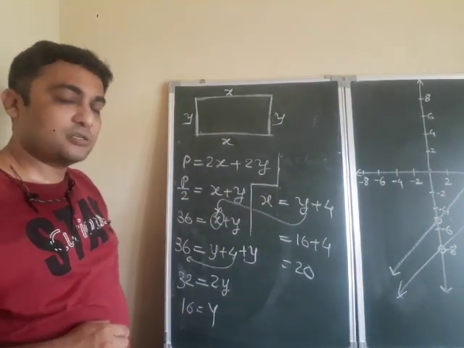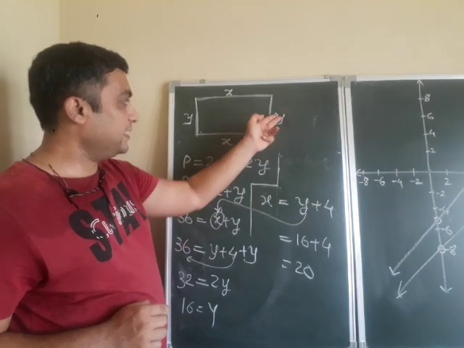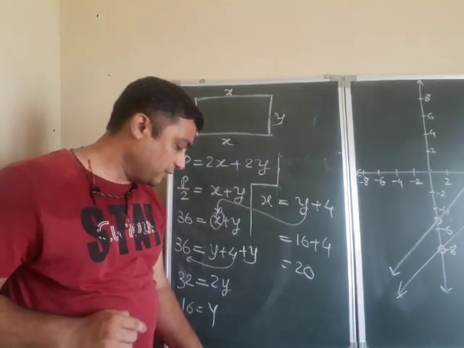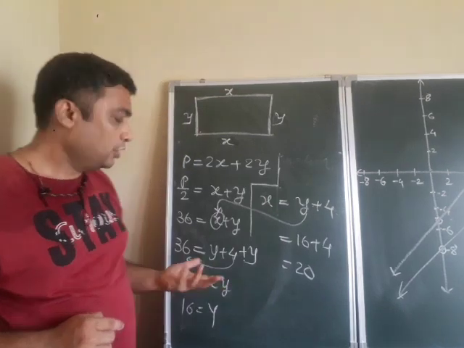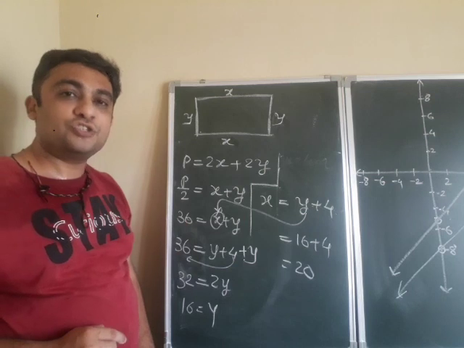And y is 16. So length is 20 and breadth is 16. What they find the dimension of the garden? Garden के dimension आ गए, इसकी length 20 and width is equal to 16.